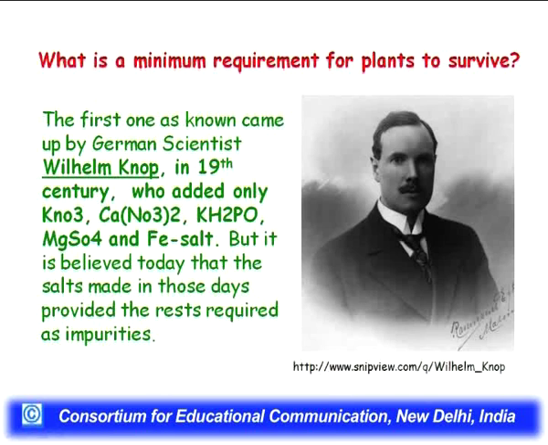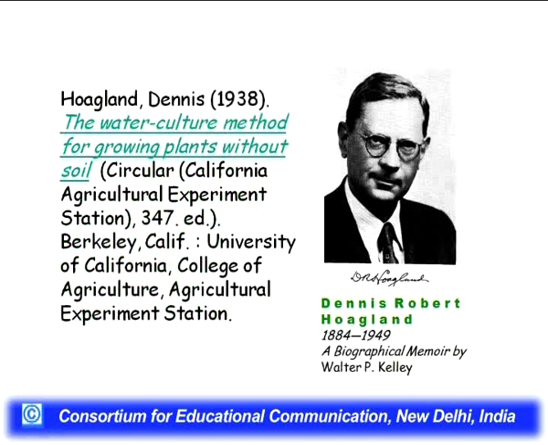This formula was much more critically examined with much better quality of chemicals, and Hoagland and Dennis in 1938 came out with the composition which is still used by scientists and breeders throughout, which is called the Hoagland solution. This Hoagland solution is composed of almost all the nutrients that are required and sufficient for plant growth.